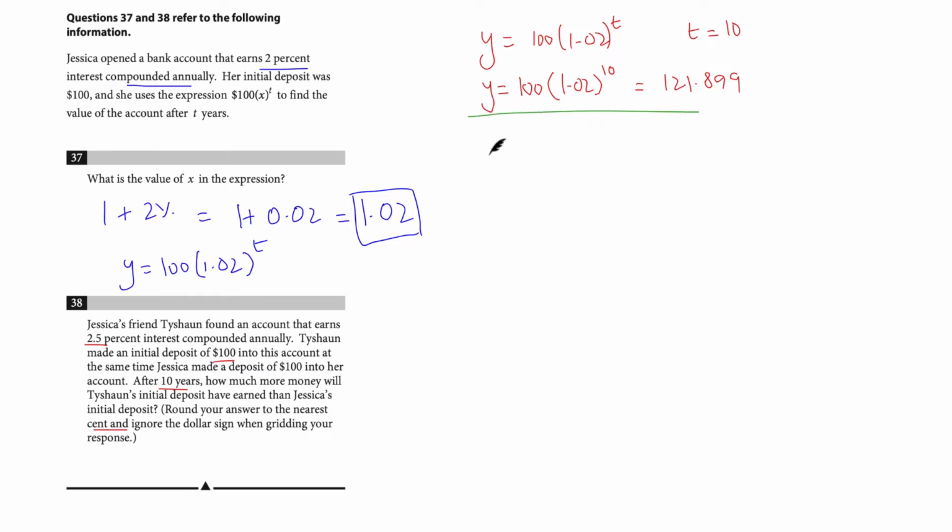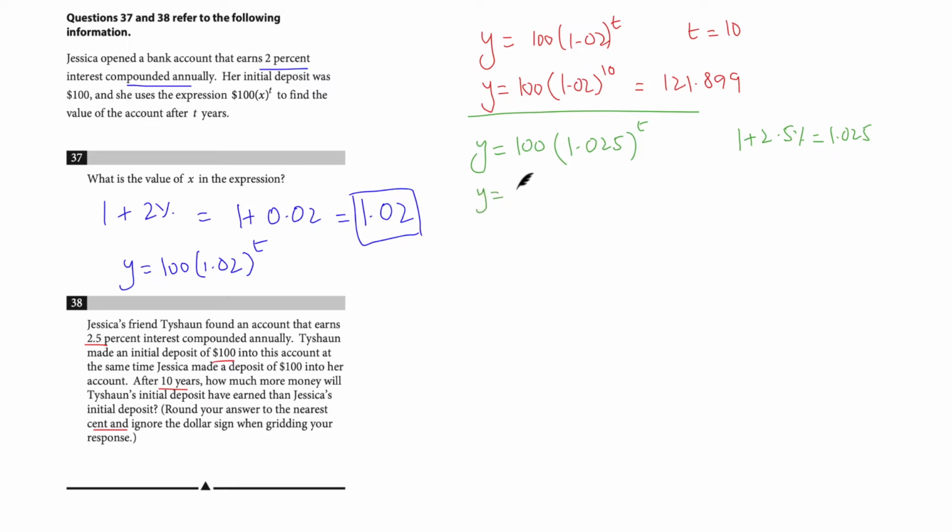Now we need to do a similar thing with Teshun's account. His equation will look something like this. Y equals, he also deposits $100 into the account, but he earns an interest of 2.5%. So his equation will look something like this, 1.025. Please remember this. So how did we get this value? It is 1 plus 2.5%, which is 1.025. So let's replace t with 10.